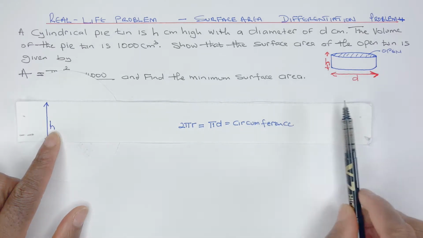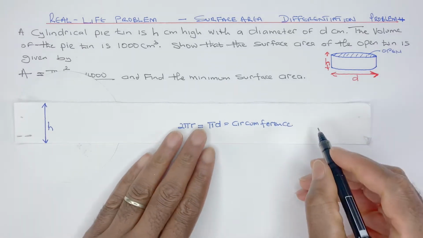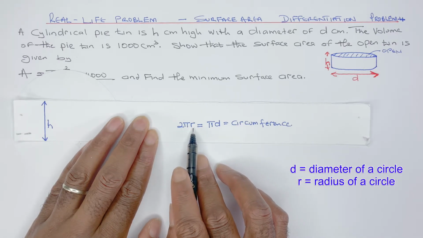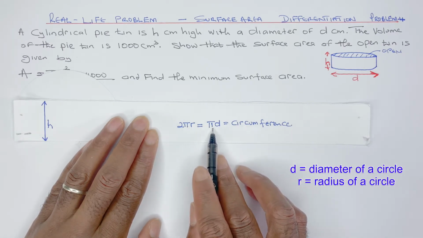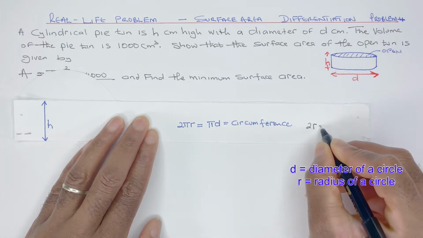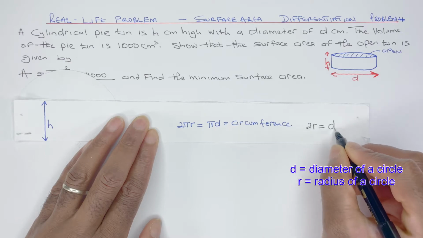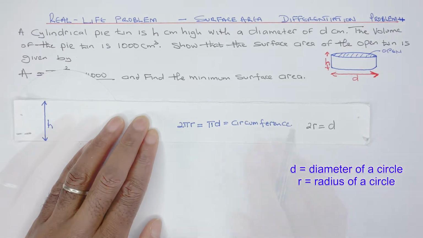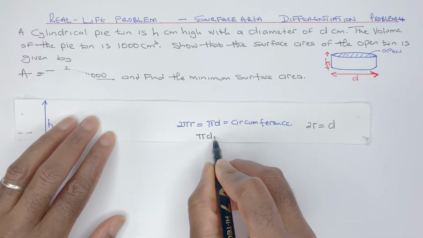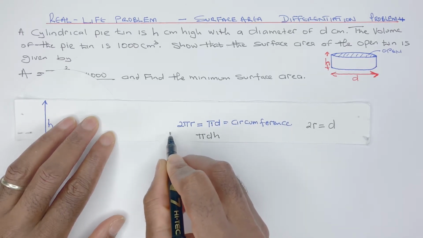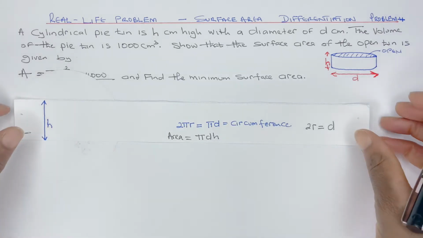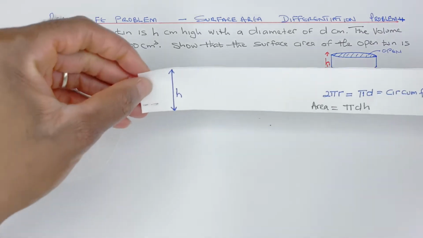The area of this rectangle is going to be, the circumference of a circle is 2 pi r, or you might say pi d, because 2r equals d. So d equals 2r. So the area will be pi d h. So that will be the area, pi d h. That's the area of that one.